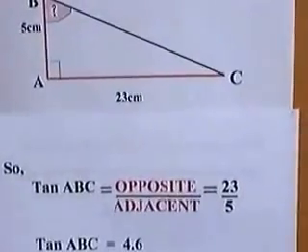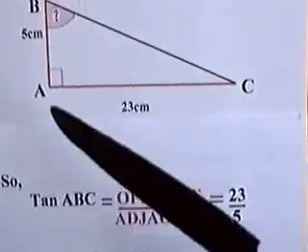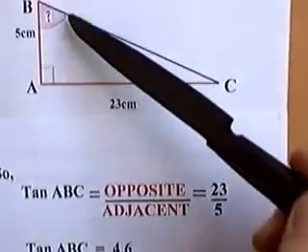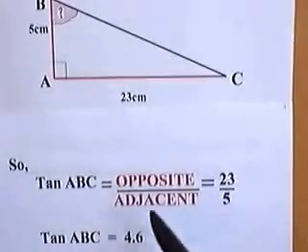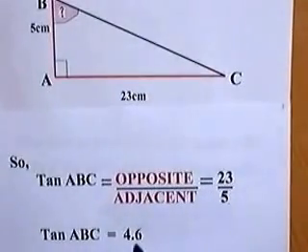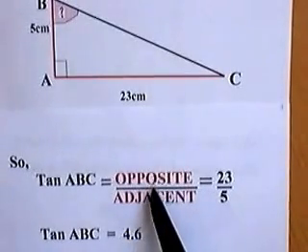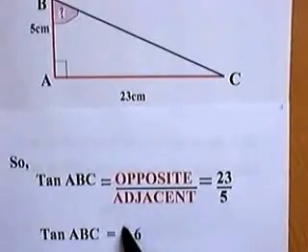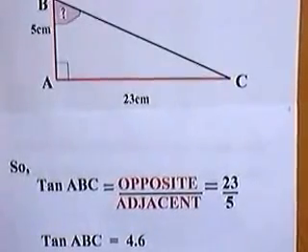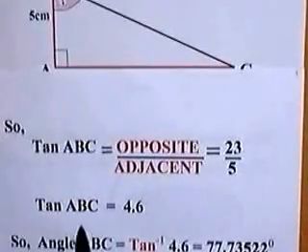So we can immediately do this. We can say the tangent of ABC, in other words the tan of that angle there, is the opposite over adjacent, which is 23 divided by 5, which works out as 4.6. Now, this 4.6 is the ratio of these two sides. How do we get to the angle that gives this ratio? Well, we use those special buttons, and there it is.